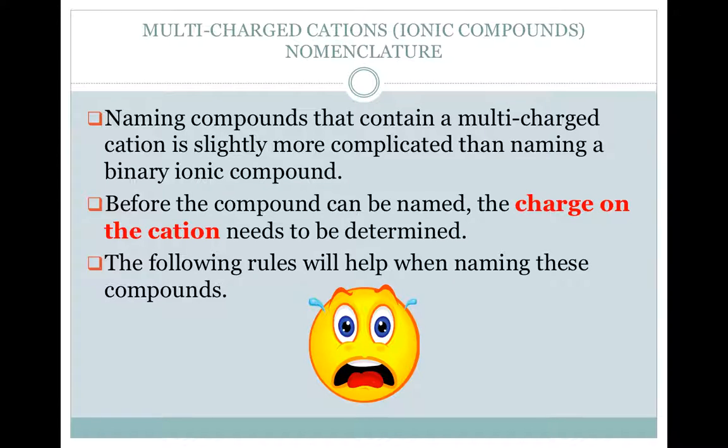Now, writing formulas I think you should have found relatively easy. It was the same process that we talked about in class on Monday. Naming is a little bit different. Naming multi-charged cations is different because you now have to indicate what is the charge of that element that can have more than one charge. So before the compound can be named, the charge on the cation has to be determined. Is the compound iron 2 chloride or is it iron 3 chloride? I'll go over some of the rules to help and then we'll do some examples.